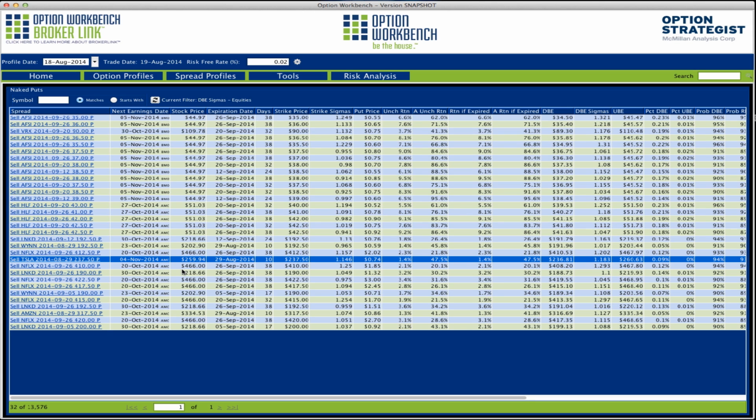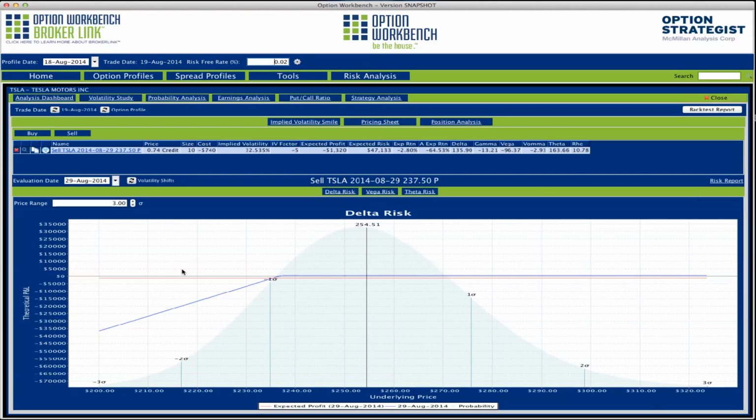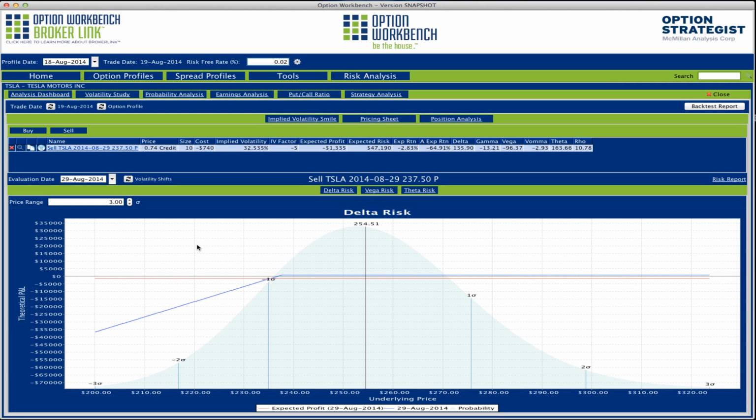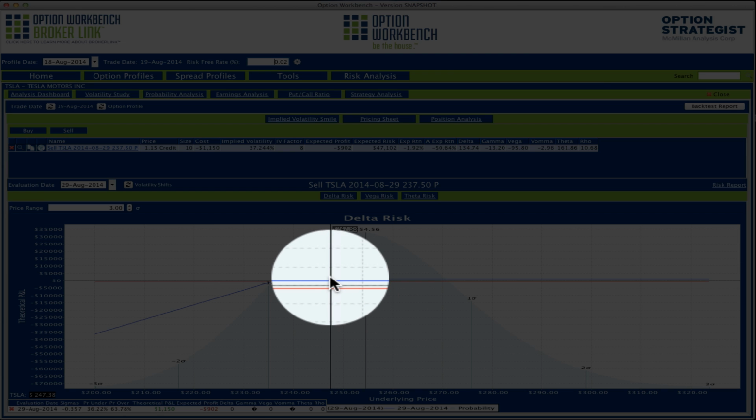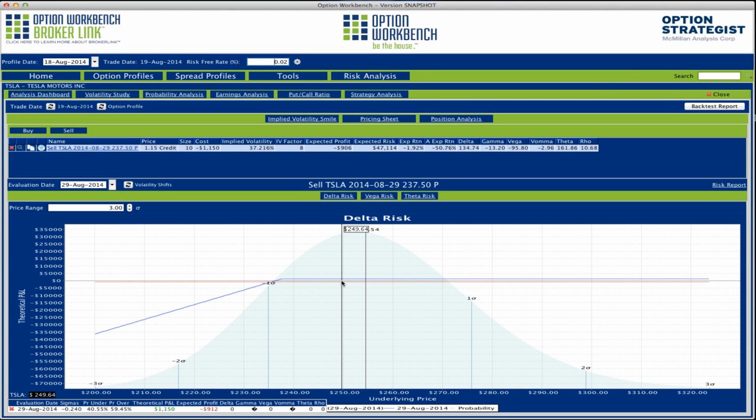237.5 put. So I clicked on the link for the put, and it brings me right here into the position analysis window, which shows me the profit curve for the trade in this window down here in the delta risk window. The red line here is the expected profit, and you can see that's actually below the zero line here. I'll get back to that more in a second.